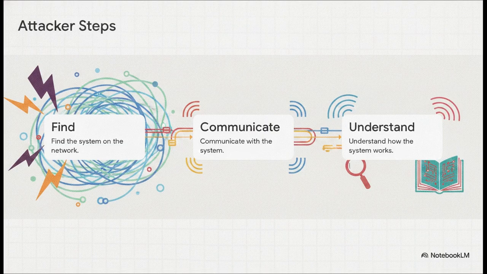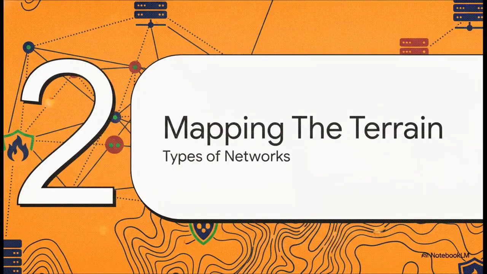And I'll tell you right now, that third step, that's the most dangerous one. Because the second an attacker maps out your system logic and understands the flow, they know exactly where all your blind spots and vulnerabilities are hiding. Which brings us to our second section, mapping the terrain.